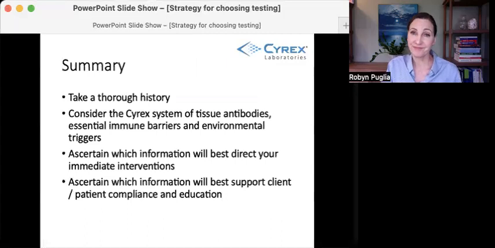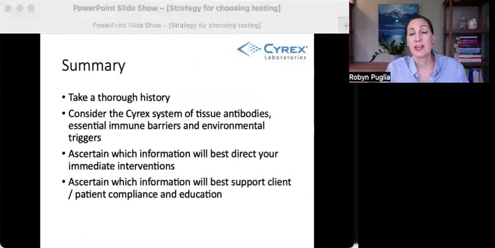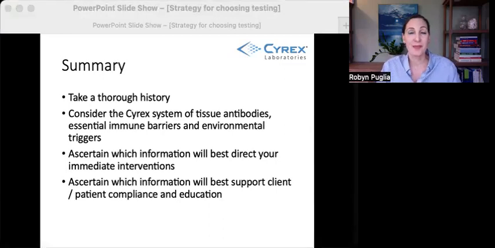So in summary, we're going to be taking a thorough history. We are going to consider the Cyrex system of tissue antibodies, essential immune barriers, and environmental triggers. We're going to ascertain which information from the tests will best direct your immediate interventions. And then we're also going to ascertain which information will best support your client or patient compliance and their education about their own health. So I hope that's been helpful.